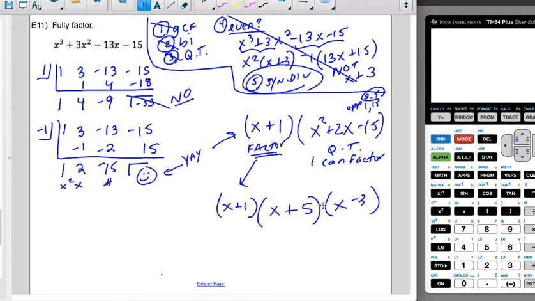We should always FOIL to check, right? First is an x squared, check. Outer is a -3x and inner is a positive 5x. That would give me my 2x, and then last is a -15, and those are my 3 factors.